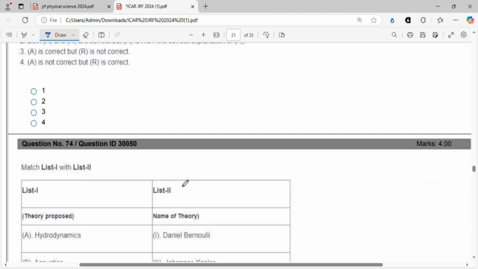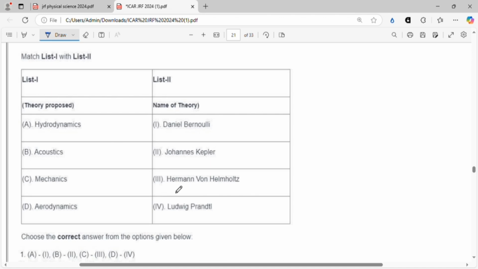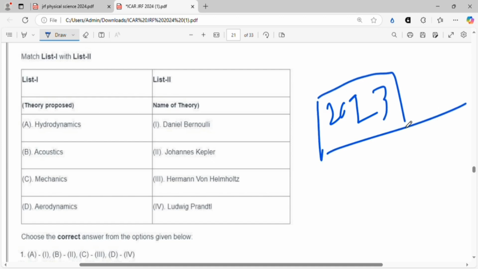All right. Moving on to the next question. Another match the following question, where you have to match the scientist along with the theory they have proposed. So don't worry, even if you don't know all the theories and all the scientists, you can use the elimination method, elimination trick, and you can answer this question. This question is from previous year, as far as I can remember. This question was also asked in 2023 JRF. This question or a question very similar to this in 2023 JRF also they have asked.